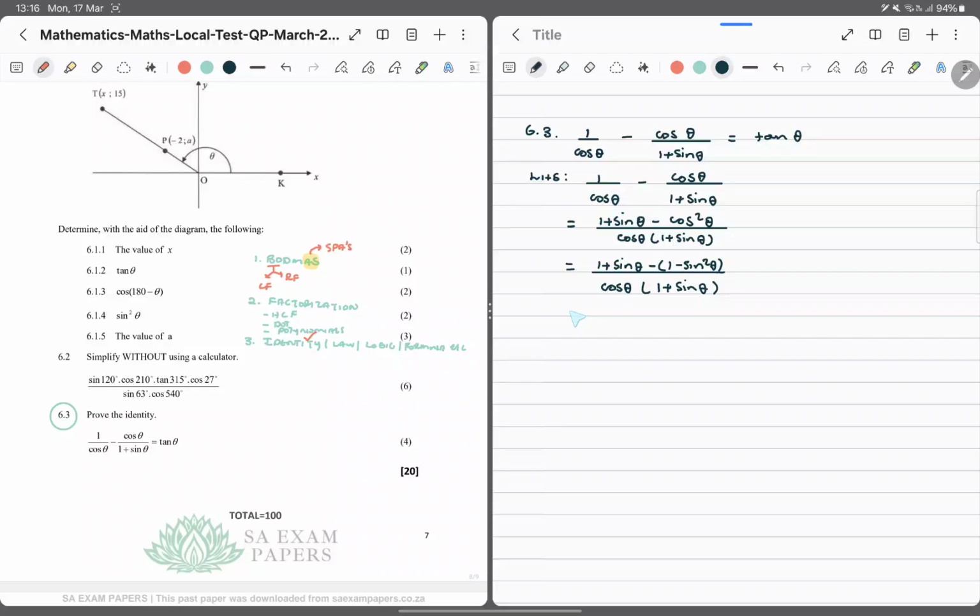Okay, so we continue and break that bracket. So we're going to have 1 plus sine theta minus 1 plus sine squared theta, all divided by cos theta into 1 plus sine theta. Now we have a situation where these two take care of each other, and what do we end up with? Sine theta plus sine squared theta.